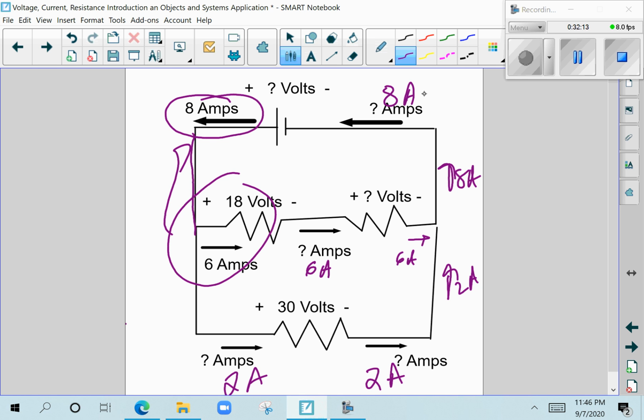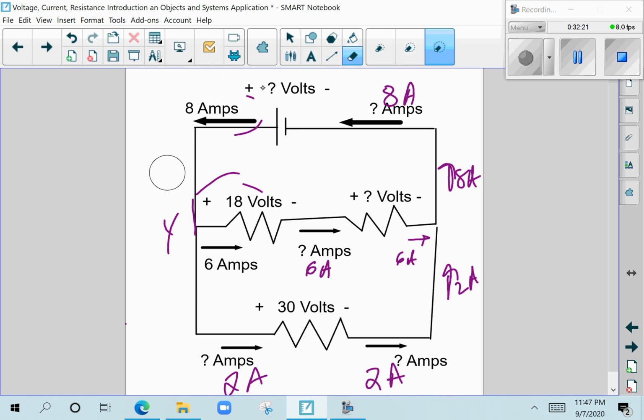Because again, conservation of charge, conservation of trucks. We're not sacrificing any of our carriers. We want them to leave and return safe. So my currents all add up. Life is good.